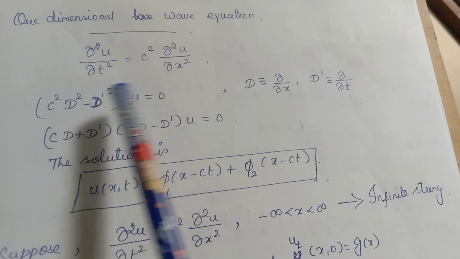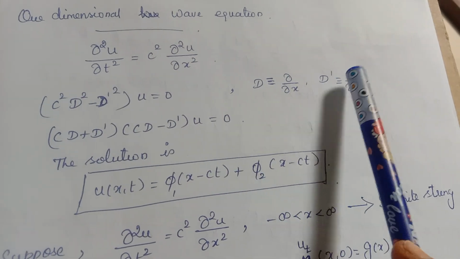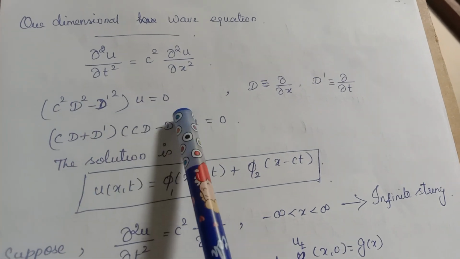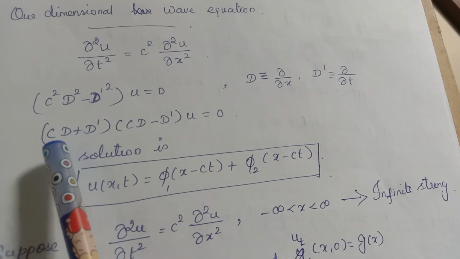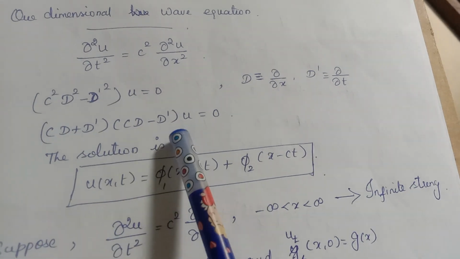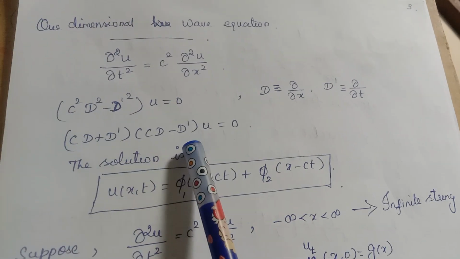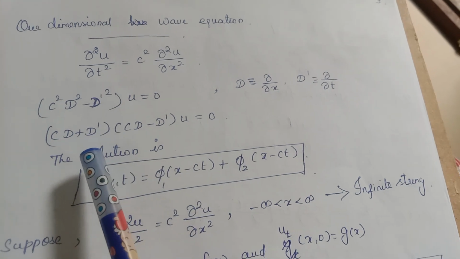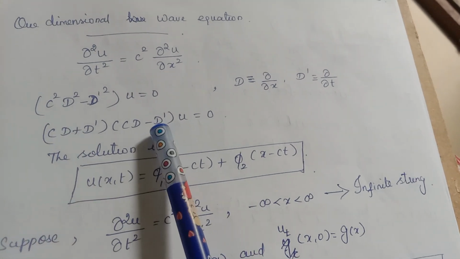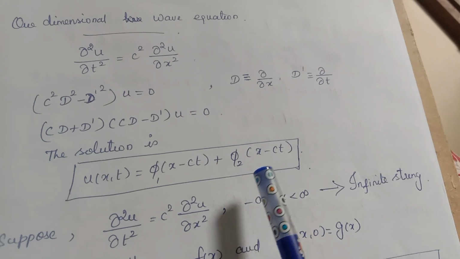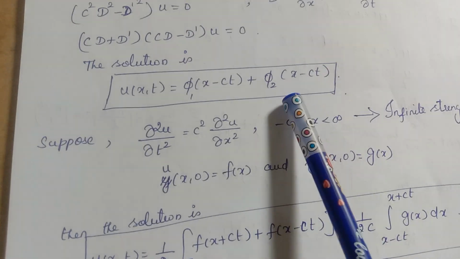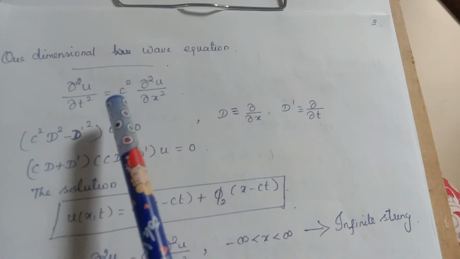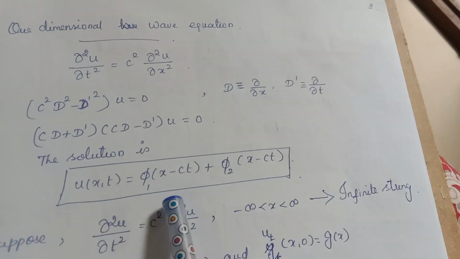So here in this equation, let me take D equal to dou by dou x and D dash equal to dou by dou t. So this equation will be (c square D square minus D dash square) into u equal to 0. So this will be factorized into (cD plus D dash) into (cD minus D dash) into u equal to 0. You know how to write the complementary function for this. u of x comma t is equal to phi 1 of (x minus ct) plus phi 2 of (x plus ct). Okay, right. So this is one type of solution. Whenever no initial or boundary conditions are given, we can take it like this.